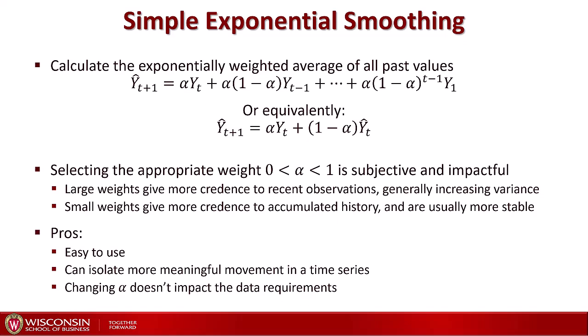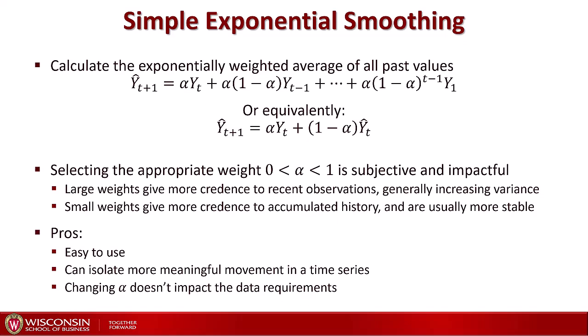Selecting the appropriate weight alpha, which is between 0 and 1, is very subjective and depends on what you're looking for, but it has a huge effect on the result. If you use a large weight, you'll have more credence, more weight on the recent observation. That will, however, increase the variance. If you have small weights, now it's more smoothed out and you'll have more credence to the accumulated history, so it's more stable as a time series, but it's also less reactive.